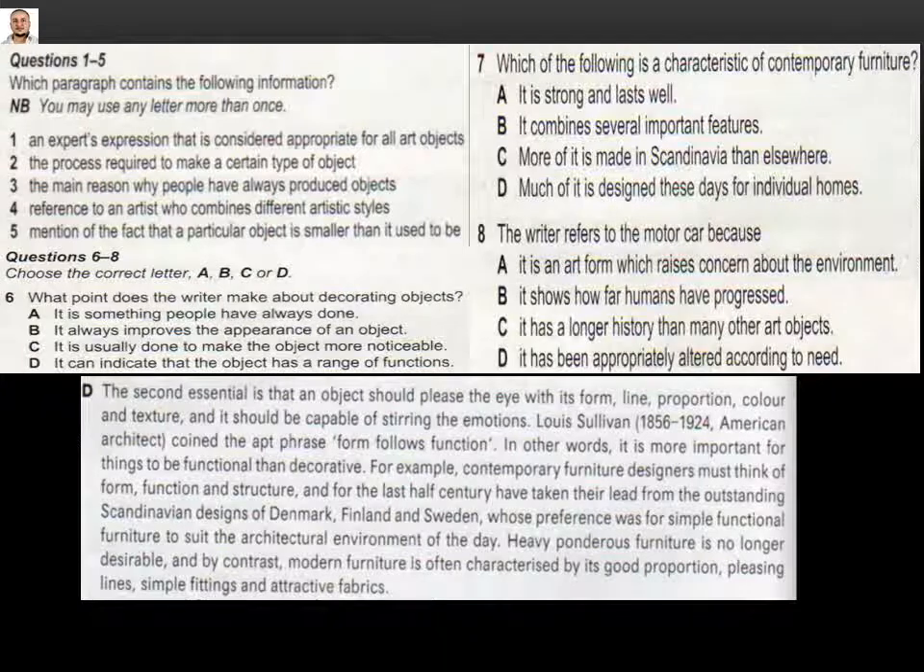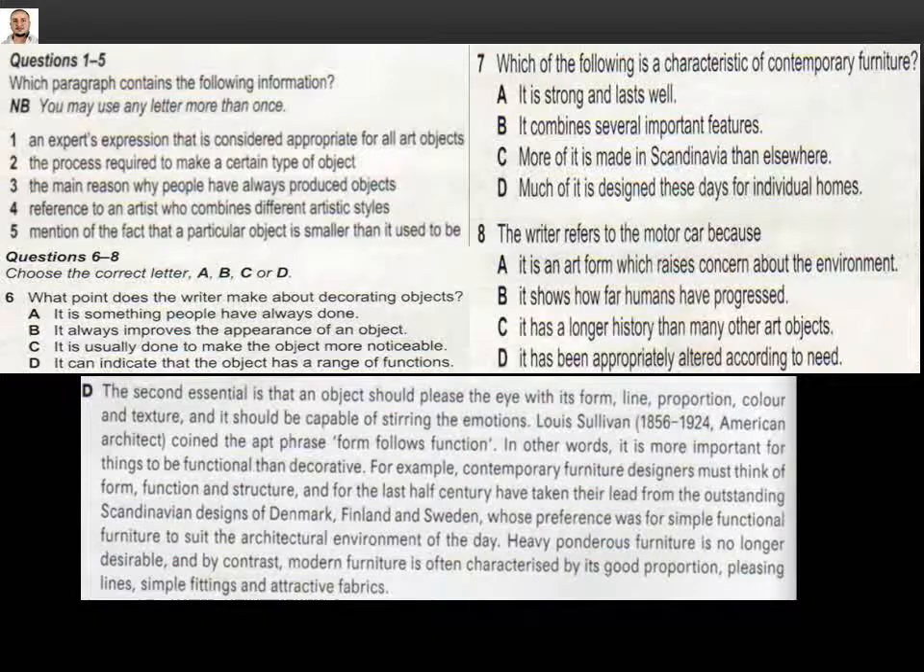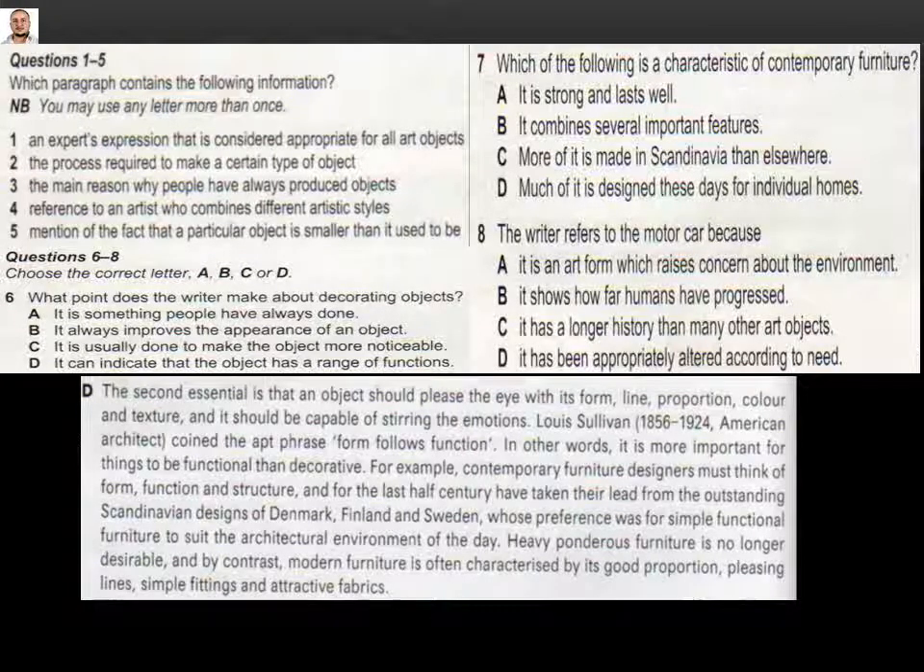For example, contemporary furniture, it talks about furniture. Contemporary furniture, which is number 7. Okay, we will go on and we will answer it. Contemporary furniture designers must think of form, function, and structure, and for the last half century have taken their lead from the outstanding Scandinavian designs of Denmark, Finland, and Sweden, whose preference was for simple functional furniture to suit the architectural environment of the day.